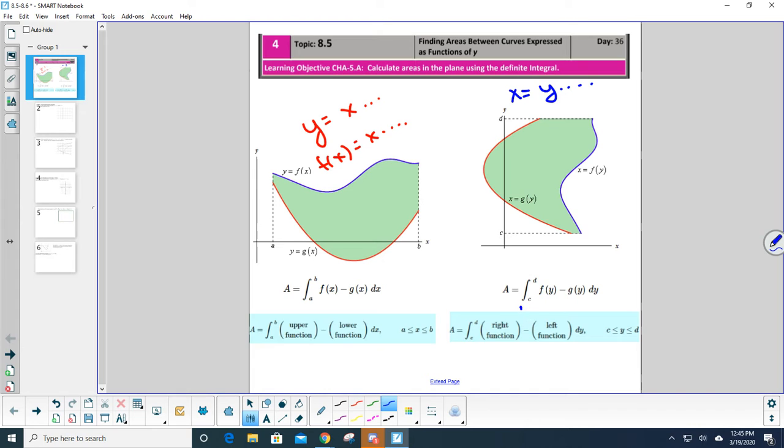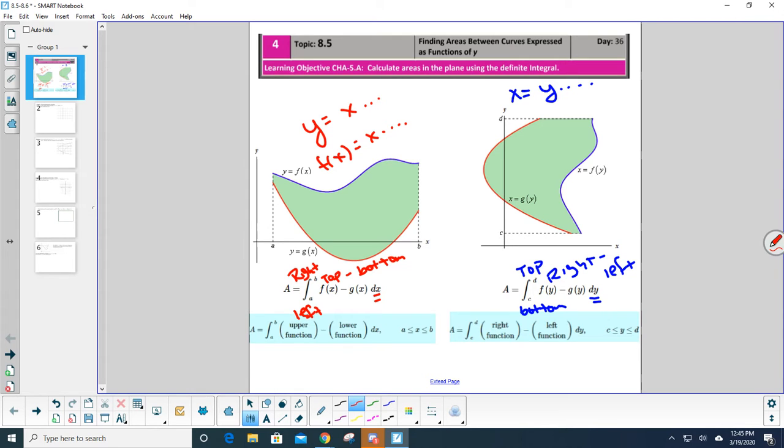And you have the bottom, your upper bound's the top, and it is your right function minus your left function. All of these are in terms of dy. All of these are in terms of dx. And this is top minus bottom, upper minus lower, and this is the right-hand bound. The upper is the right-hand bound, and the lower is the left-hand bound.